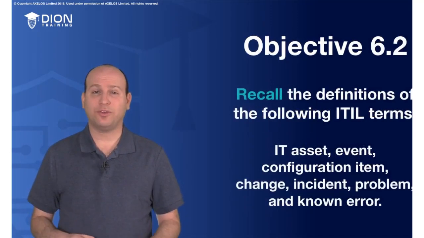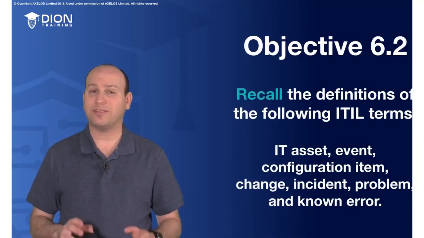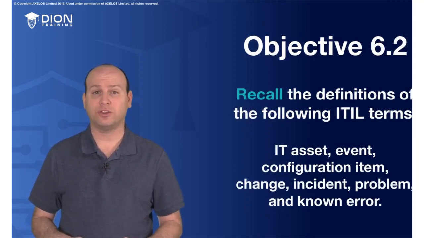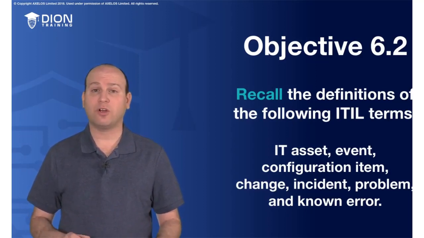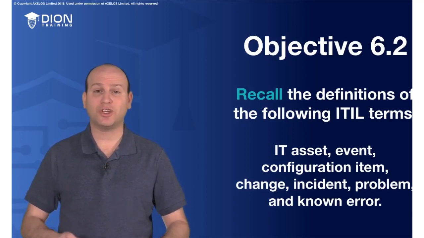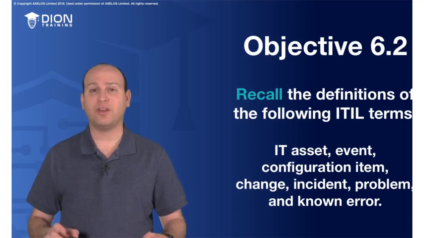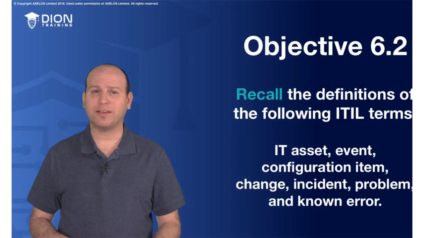As we go through these 3 sections of the course, we're also going to cover the 7 terms that are under the recall level of knowledge for the exam, and we're going to do this throughout our discussion of these practices. These are the IT asset, event, configuration item, change, incident, problem, and known error. When we get to them in the lessons, I'm going to remind you again that these are the terms that you have to memorize the definitions for. So, with all of that said, let's dive into the general management practices.